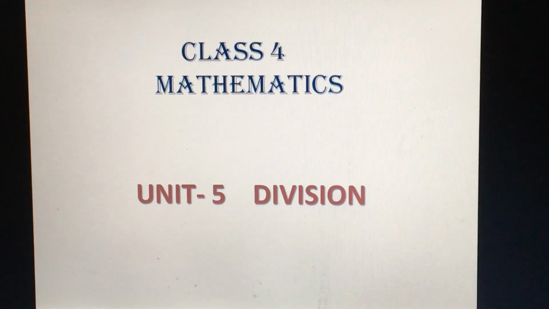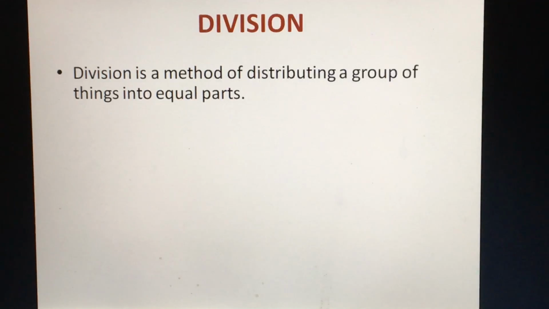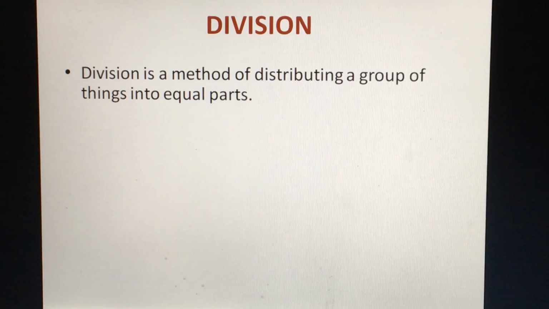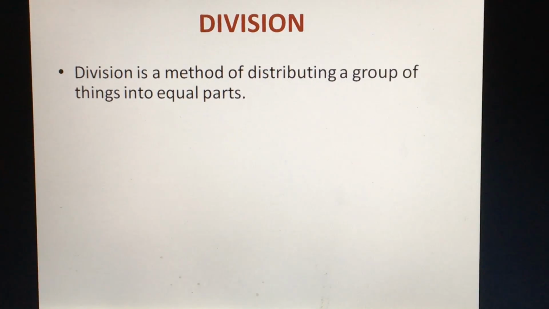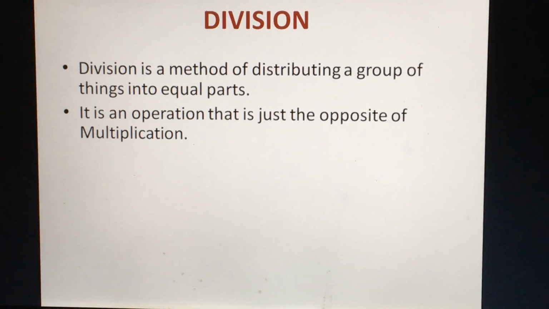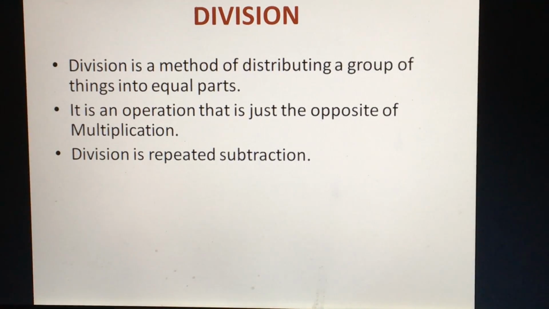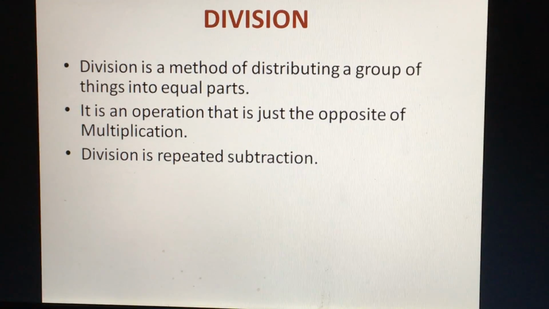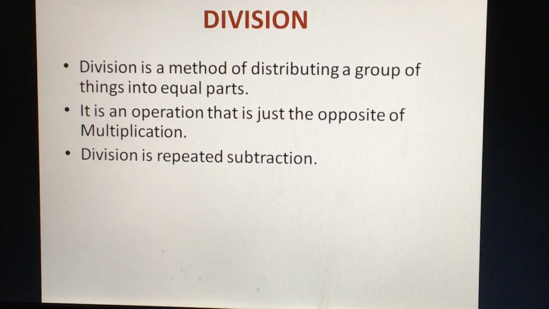Today we are going to start our new chapter, Unit 5, Division. Now what is division? Division is a method of distributing a group of things into equal parts. It is an operation that is just the opposite of multiplication. Division is also known as repeated subtraction. Like multiplication is repeated addition, division is repeated subtraction.